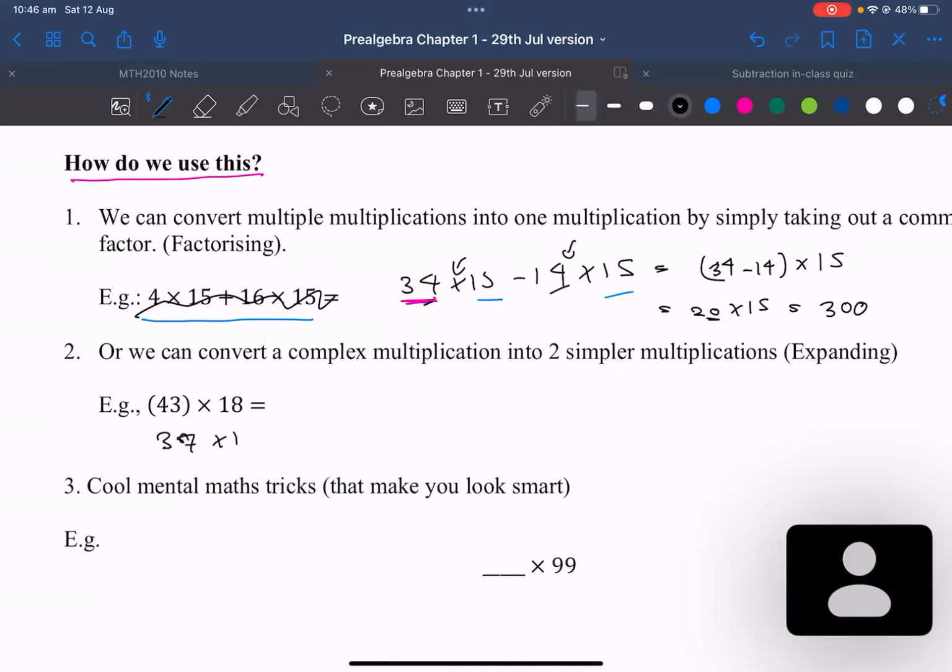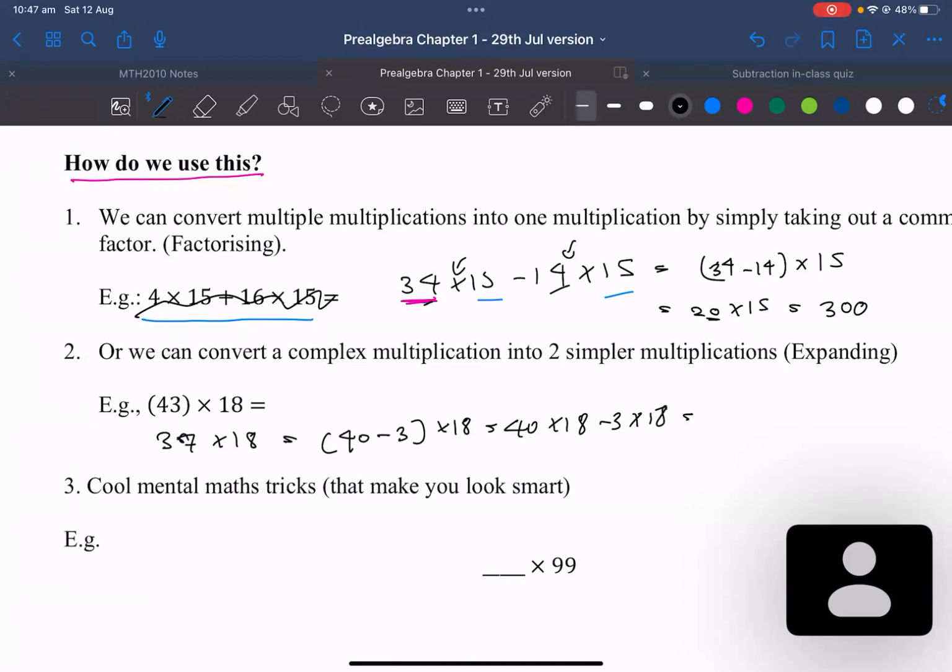37 times 18. I can do this, but I can also do it the other way, which is if I can split this up into a smaller one, which is 40 minus 3, right? Because 37 is 40 minus 3, times by 18. And I can just do 40 times 18 minus 3 times 18. Obviously, you don't have to do it, but sometimes when it's much bigger, this might be a lot easier. I'm just giving a small example. And this just becomes calculating them individually.